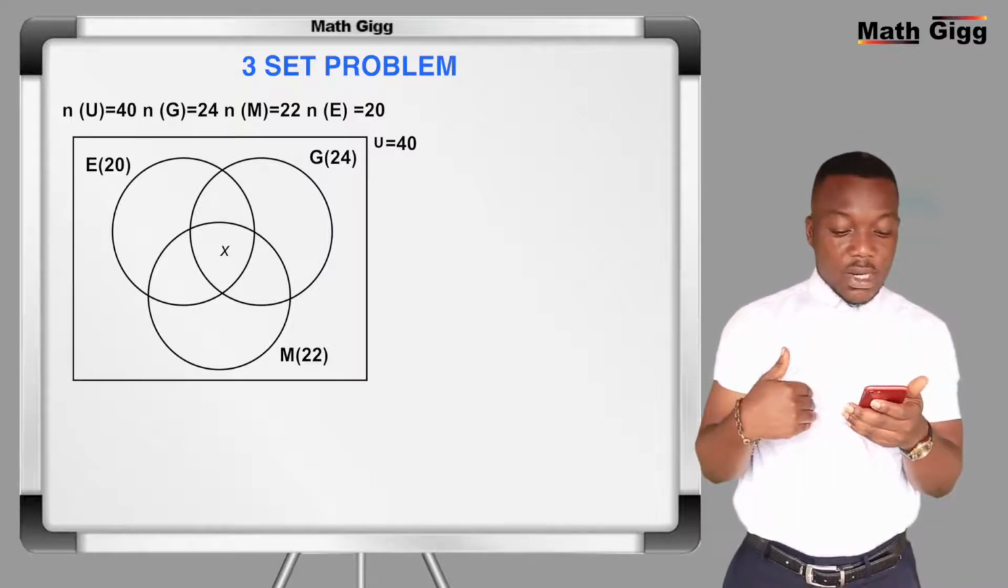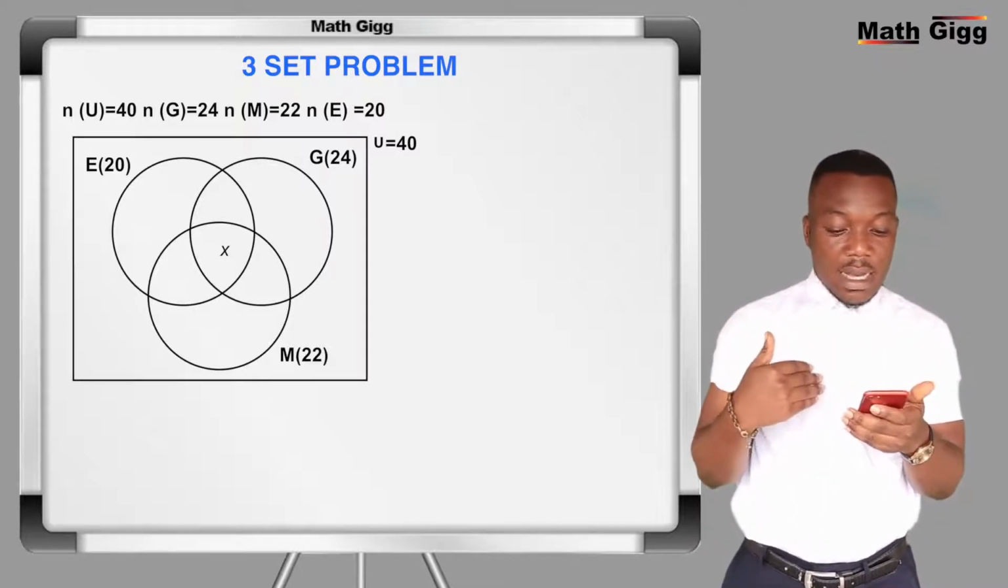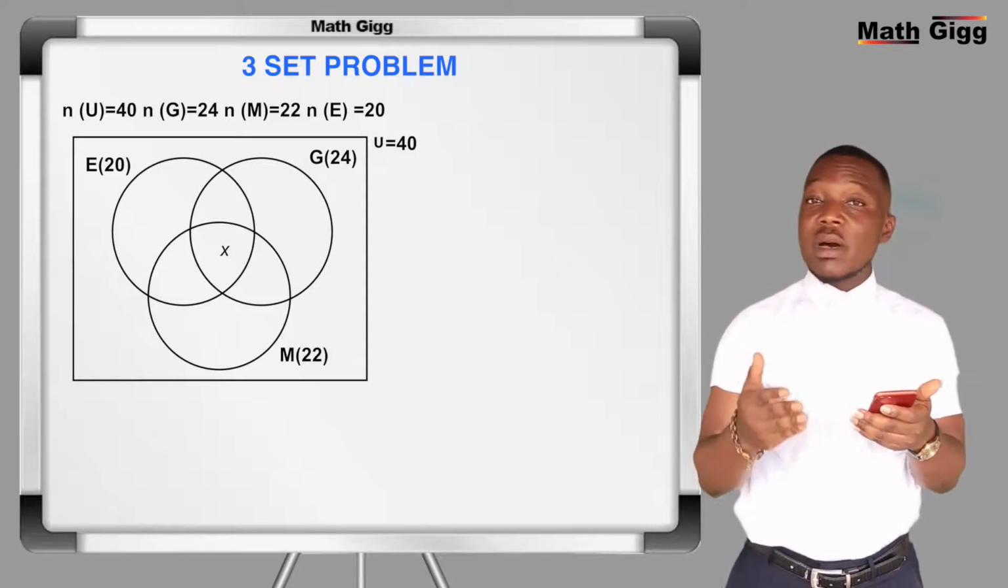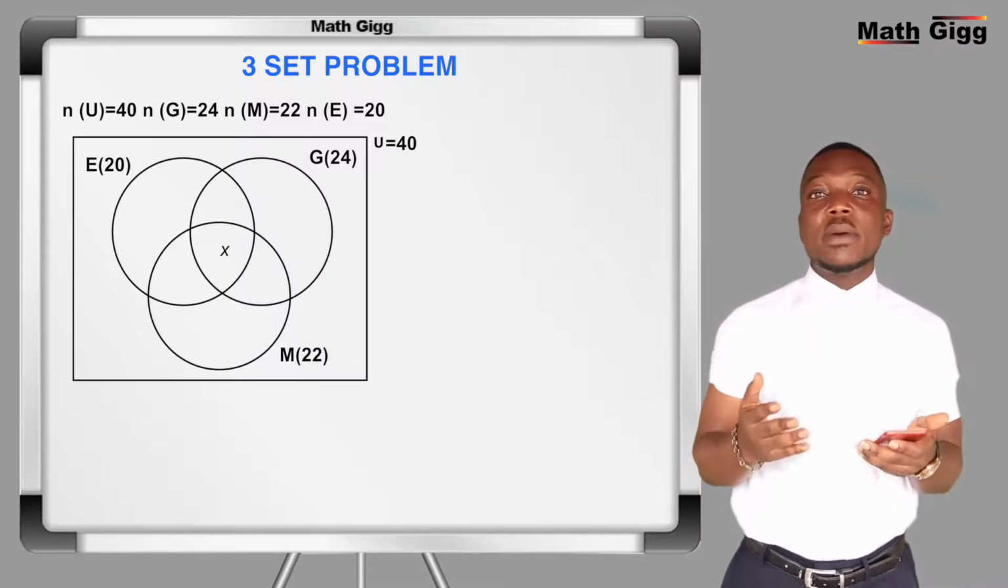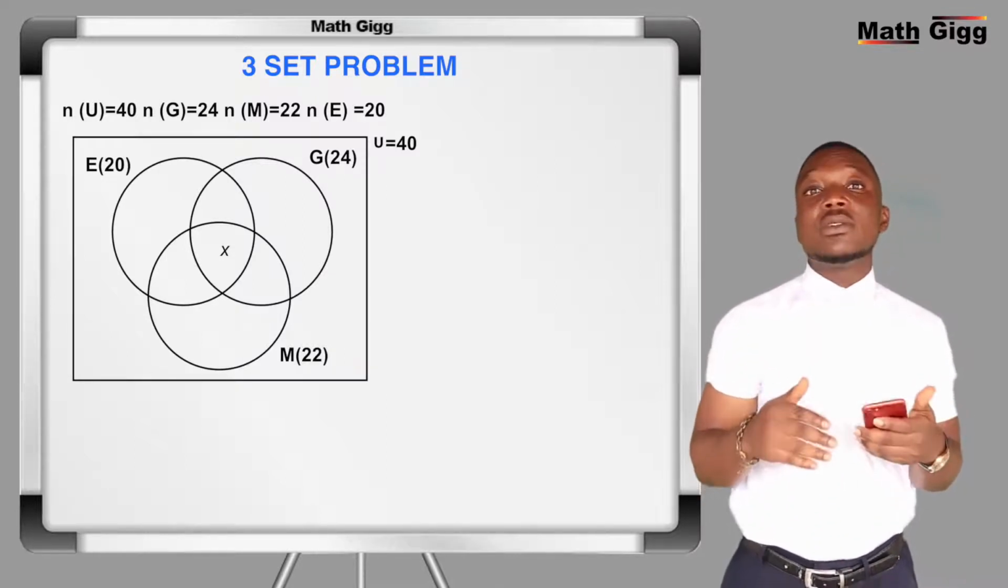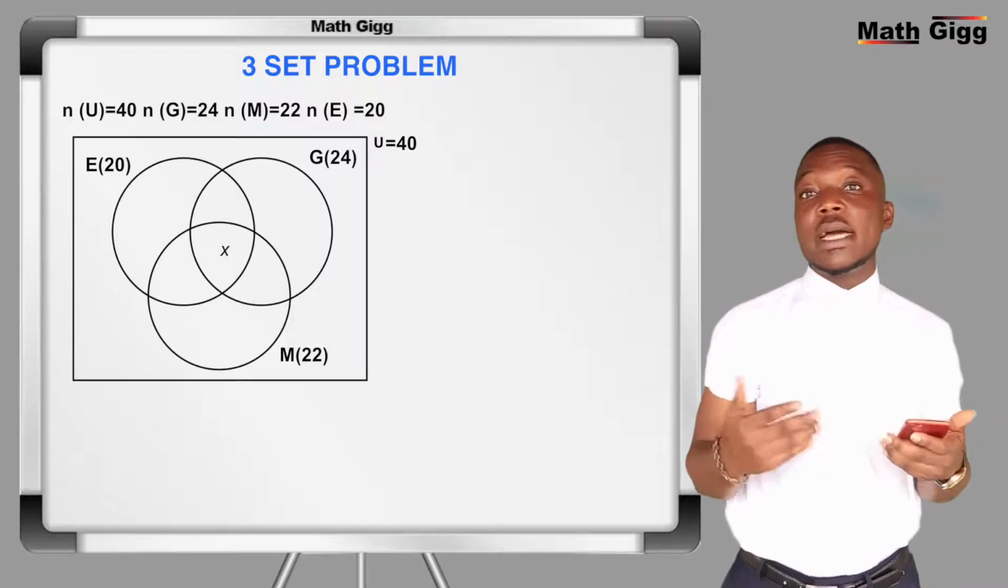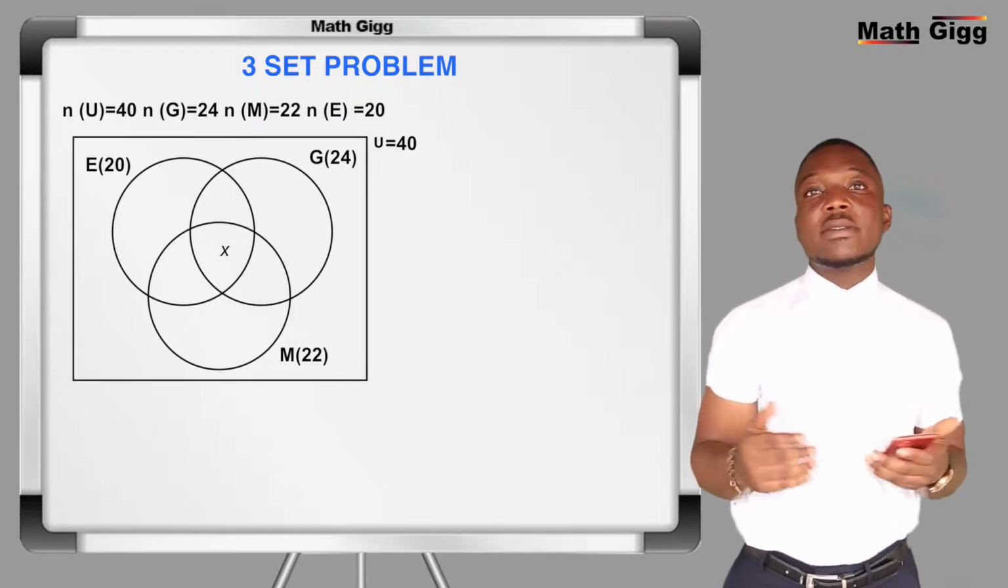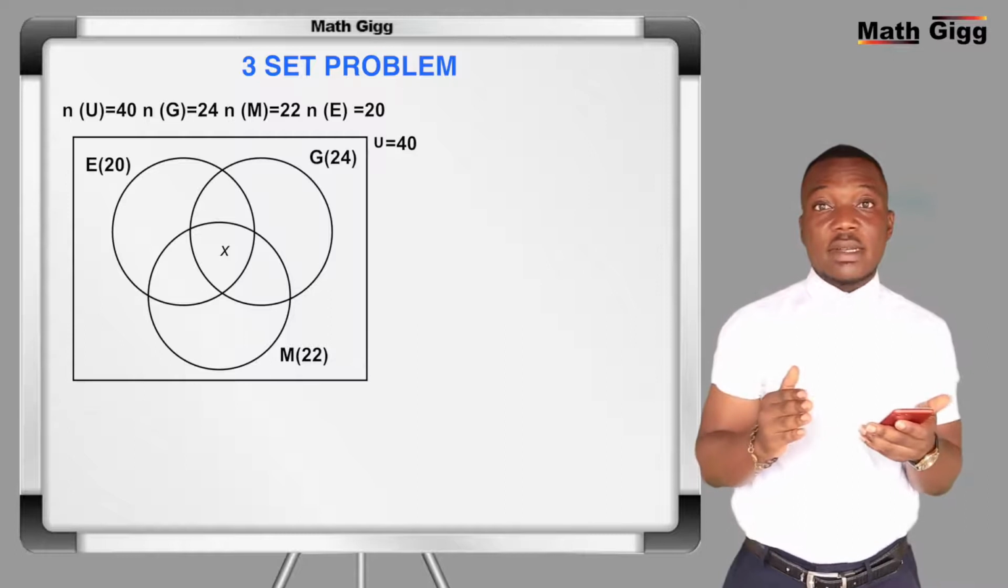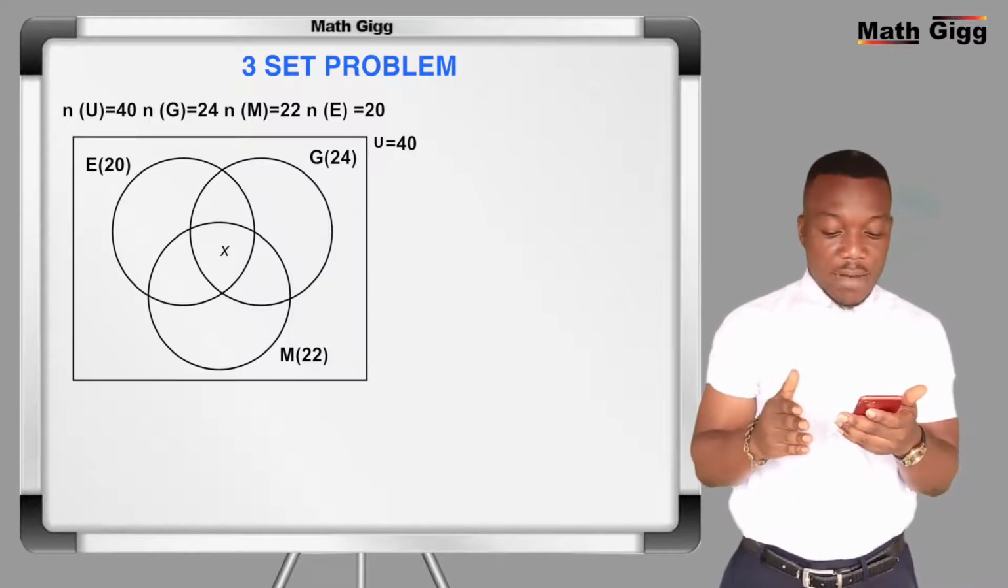Now, if you read carefully, you see each student had at least one of the three books, but the number was not specified. So here we are going to put in a variable. You can choose any variable. Normally people like to choose x, so let's choose x. Now we put x where all these three circles intersect, so we have x there.